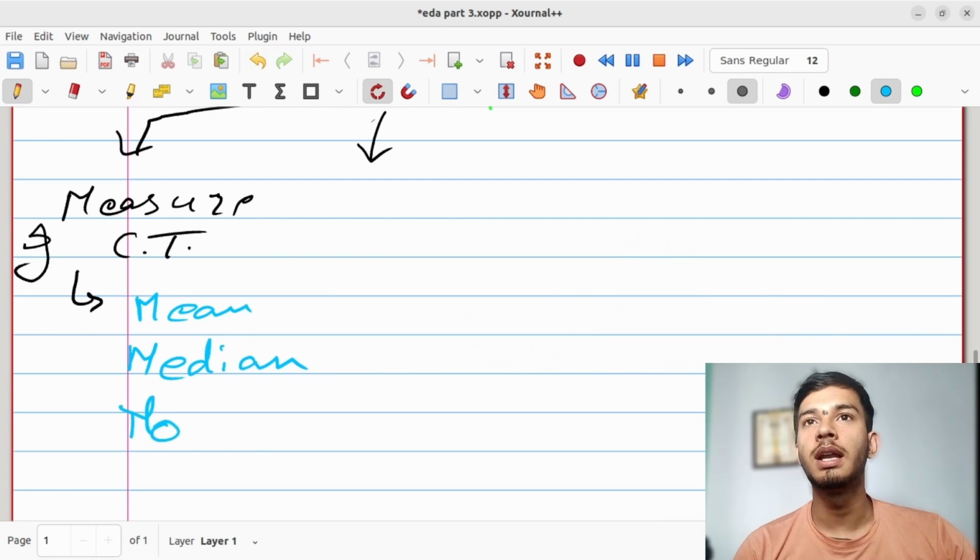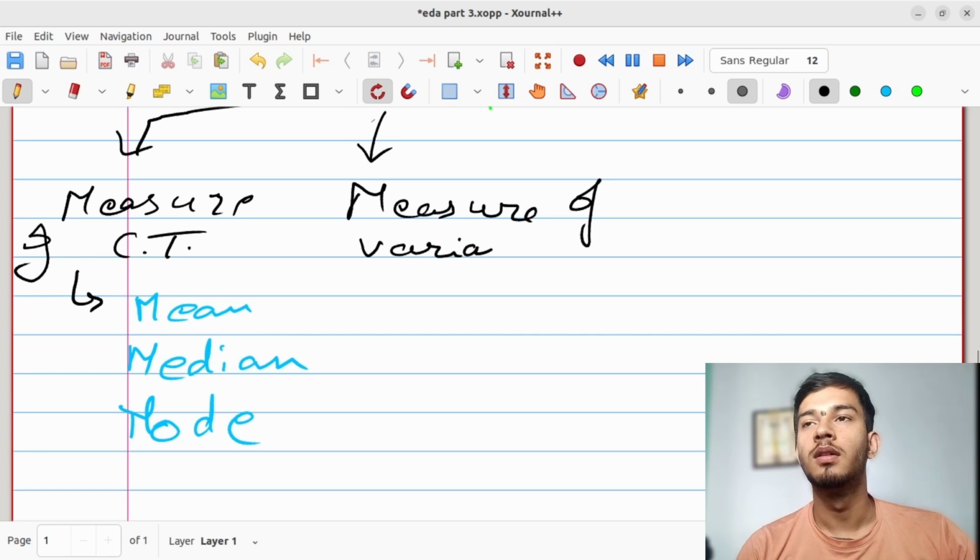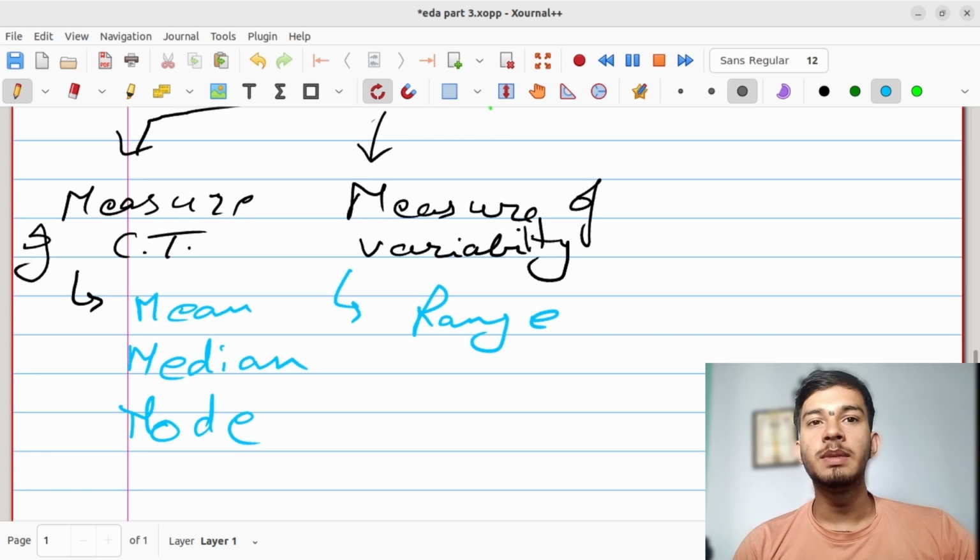And another measure of central tendency is the mode. So it is the most frequent value in a variable, right? So these are the measures of central tendency. So another type of descriptive statistics is measure of variability, right? Range. So range basically is the difference between the highest and the lowest value.